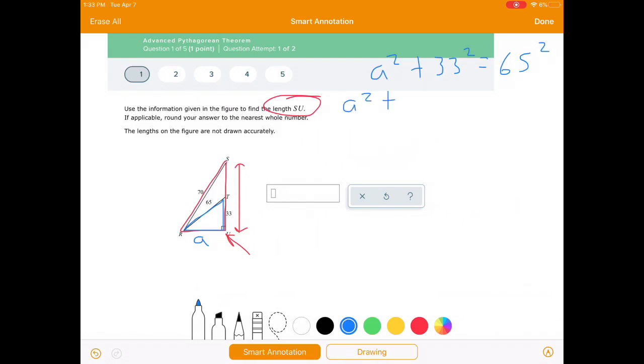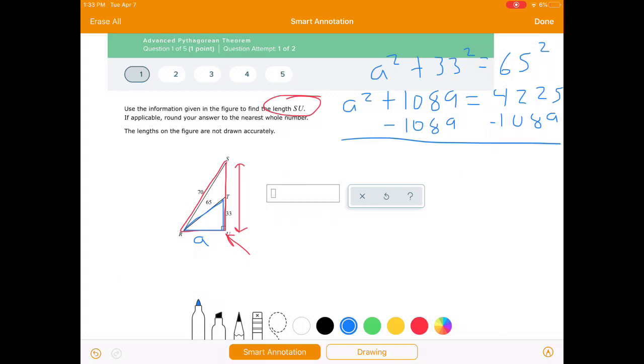We've got A squared, 33 squared is 1,089. 65 squared is 4,225. And this is a problem where, since we are missing the leg and we're trying to get A by itself, we are going to subtract 1,089 from both sides here. So A squared equals 3,136.